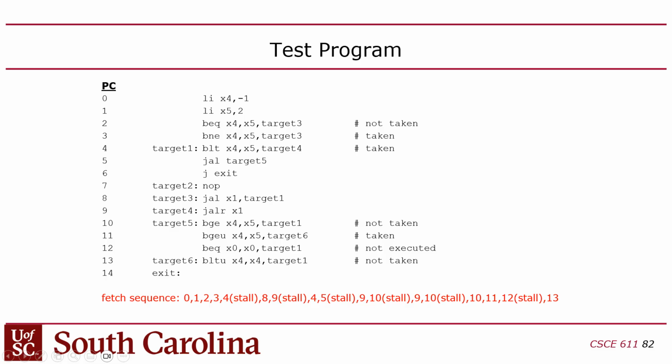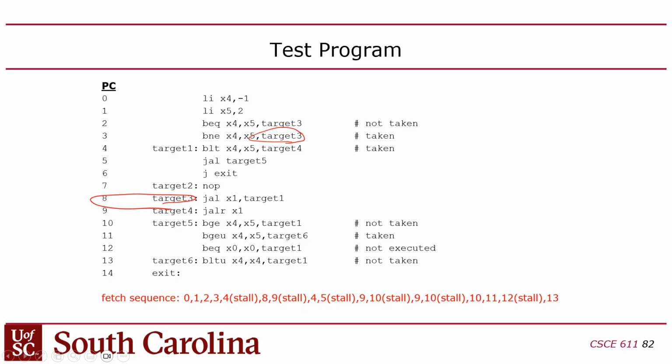0, 1, that's the load immediates. 2, that's the branch if equal that's not taken. 3, that's the branch if not equal that's taken, but then we go to 4, which is the stall. And then we go to 8. 8, why 8? Because we're going to target 3. Target 3 is 8. So we go to 8.